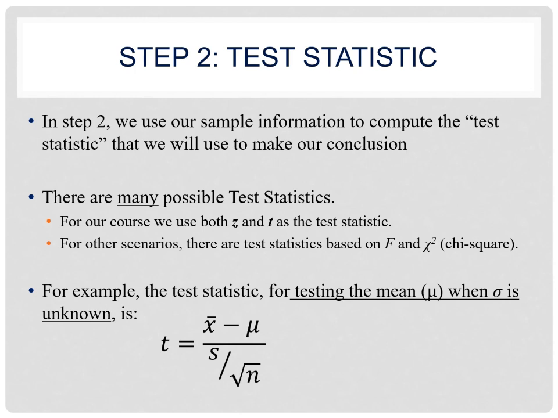All right, step 2. Step 2 is where you're going to take your sample information and use it to calculate a test stat. Now this is very important. You want to use sample information, okay? You don't want to use any of the assumed information. It should be all stuff that has come from a sample that was taken. That's what gets used to make your test statistic, okay?